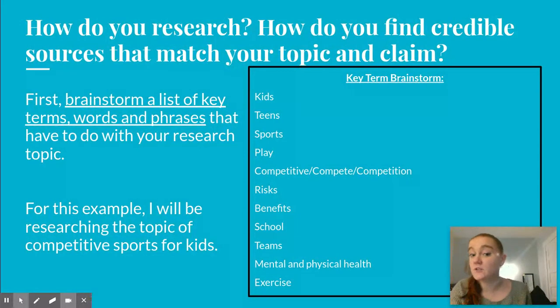Risks, benefits, school, teams, mental, physical health, exercise. I could have gone a lot more. I just ran out of room in this box, but the list goes on and on. Any words that have to do with your topic are words that can help you use key terms in your Google search to find new words.